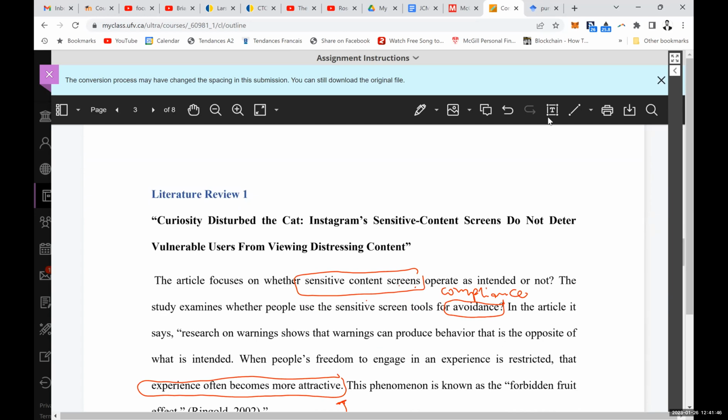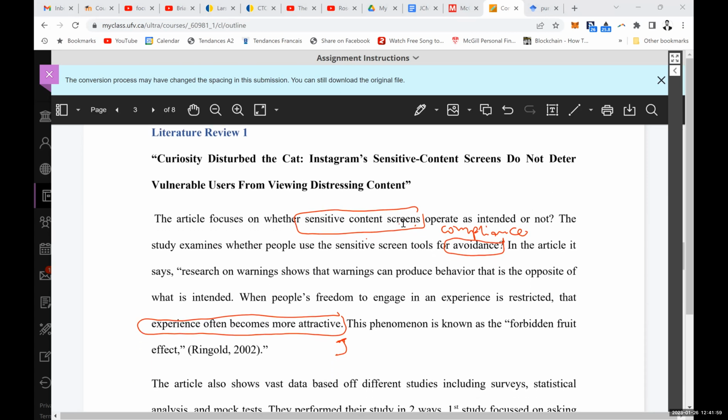Right, so the first article they have reviewed, curiosity to disturb the cat, Instagram sensitive content screens do not deter vulnerable users from viewing distressing content, is looking at sensitive content screens. I put it in a box because to me it sounds like a good variable to include in your focus group and in your survey. Avoidance, to me, appeared that behavior and compliance is worded as avoidance. So I just want to show everyone this. It could come in different names and labels, but still it's the same 5 steps from attention to behavior.